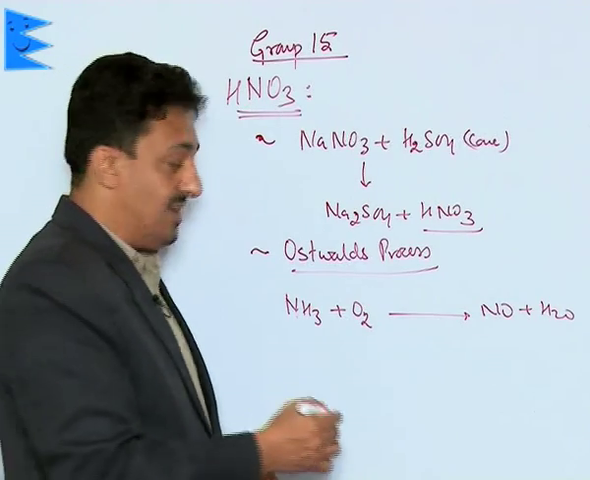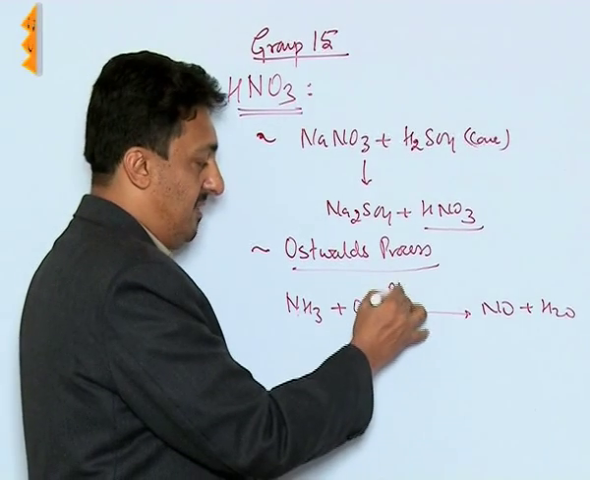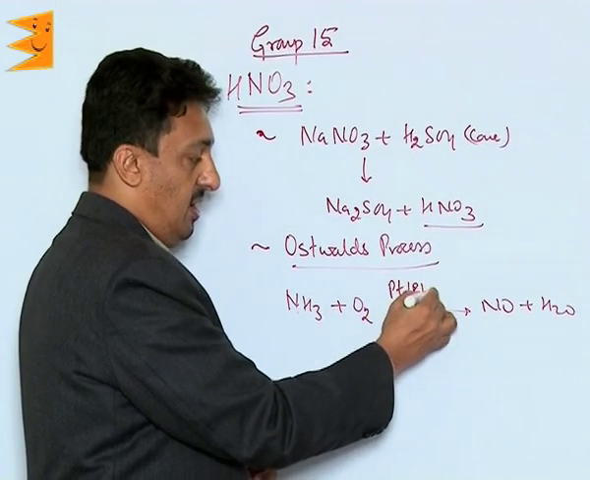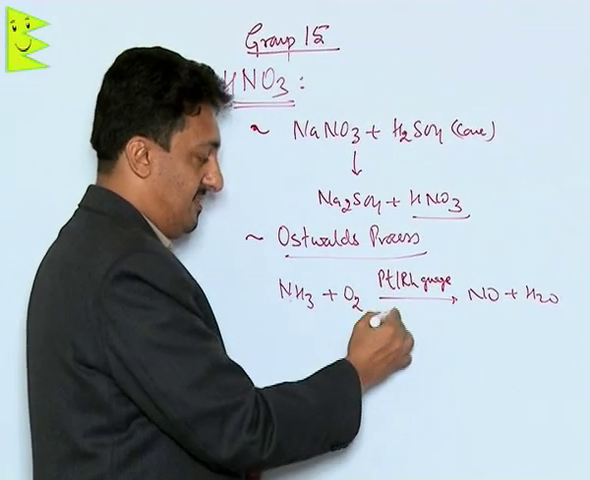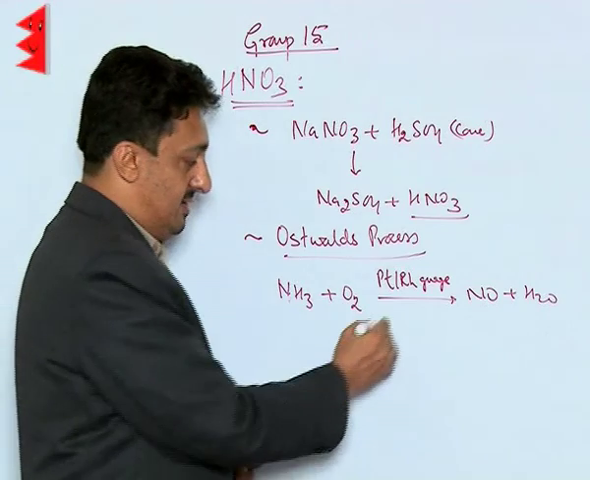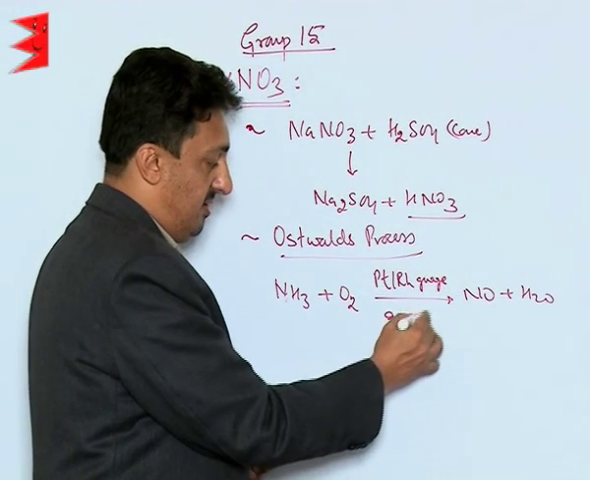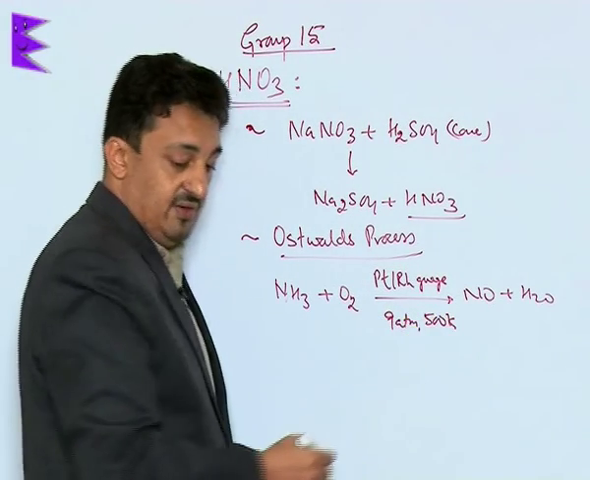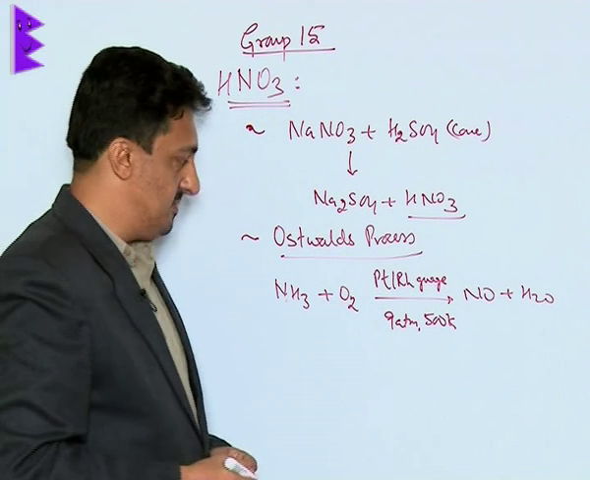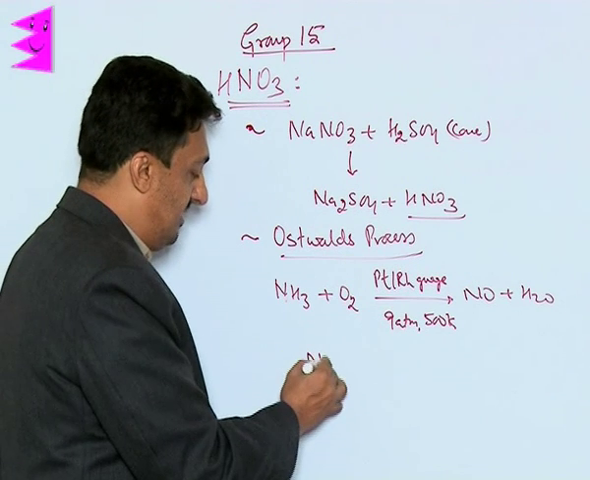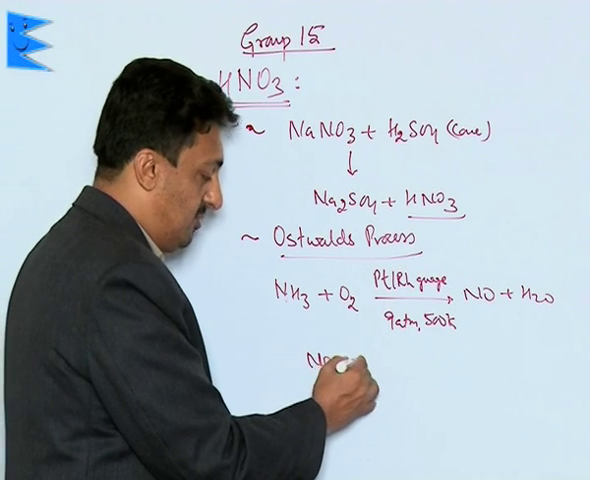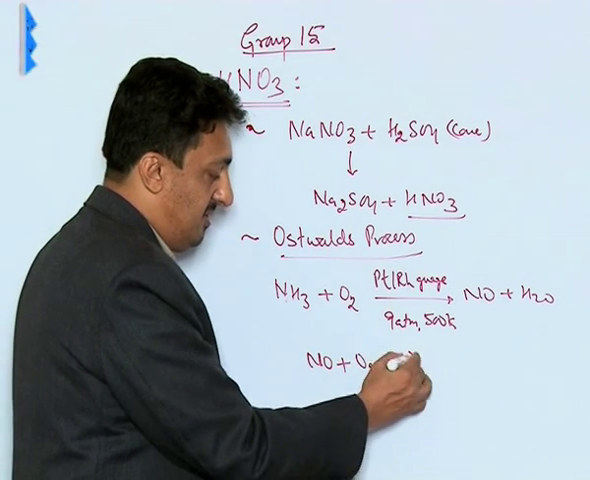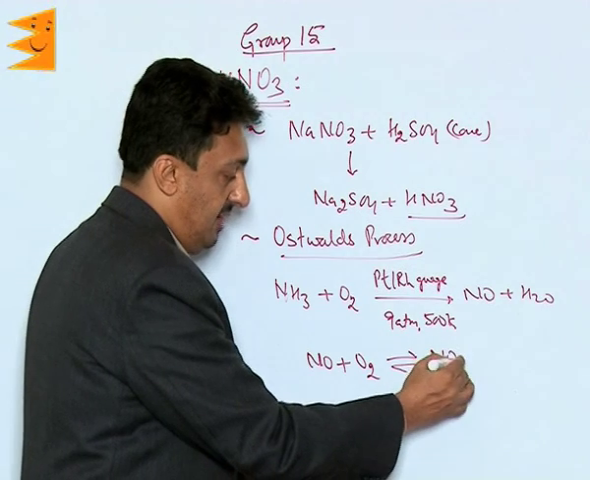Now, this catalytic oxidation is done in the presence of platinum or rhodium gauze as a catalyst at 9 atm pressure and 500 Kelvin temperature. This nitric oxide obtained, when allowed to cool down, combines with oxygen to form nitrogen dioxide.